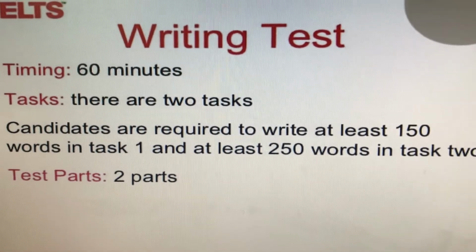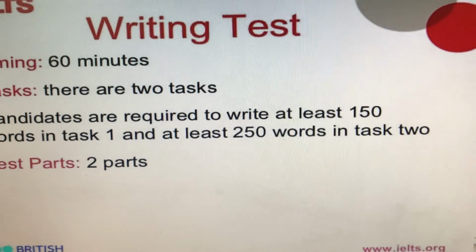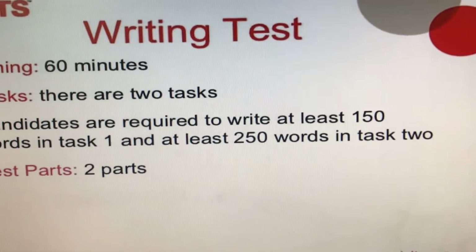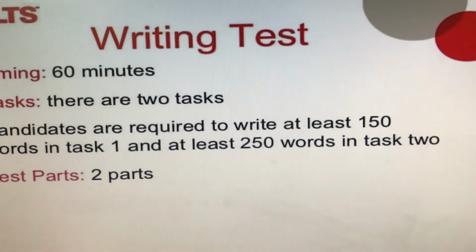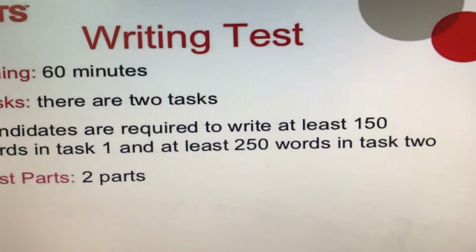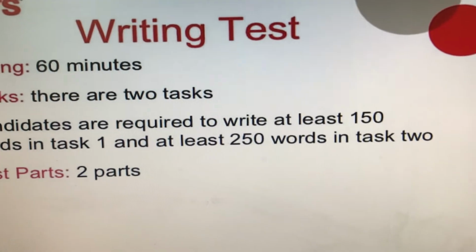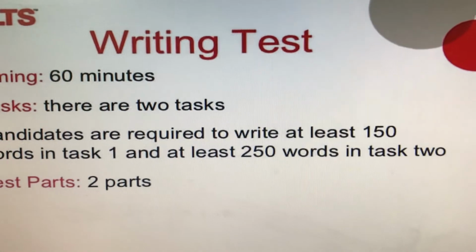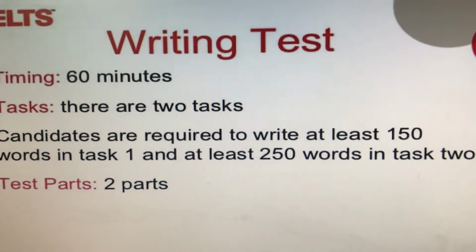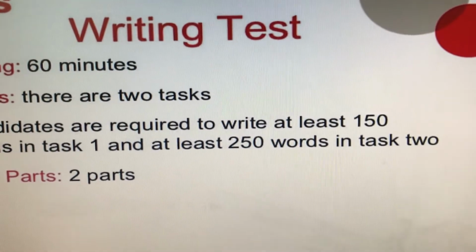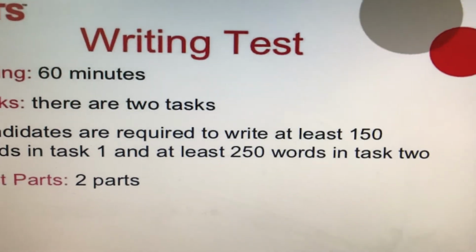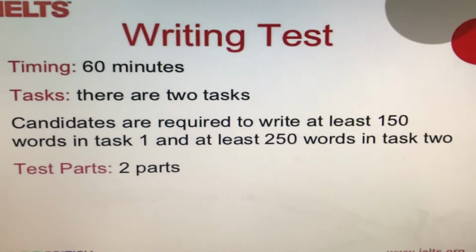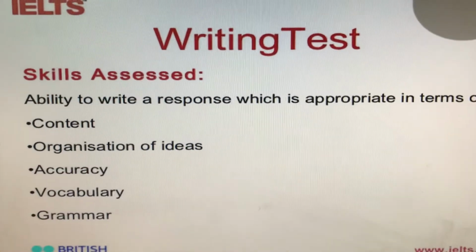Candidates are required to write at least 150 words for the first task or section 1, and 250 words for the second task or section 2. Clear? I repeat, 150 words for section 1, that is question 1 or task 1, and 250 words and above for task 2 or question 2 or section 2. Clear? There are 2 parts of the test. Part 1 is question 1, part 2 is question 2.